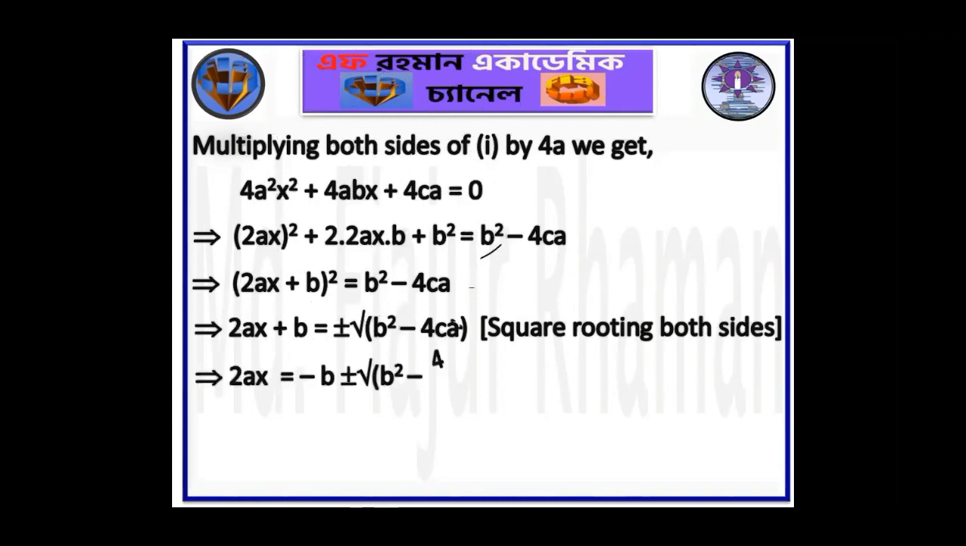Transpose the term b from the left to the right, then you can easily have twice ax is equal to minus b plus minus square root of b square minus 4ca. And then dividing both sides of it by twice a, we can easily have x equal to minus b plus minus square root of b square minus 4ca by twice a.